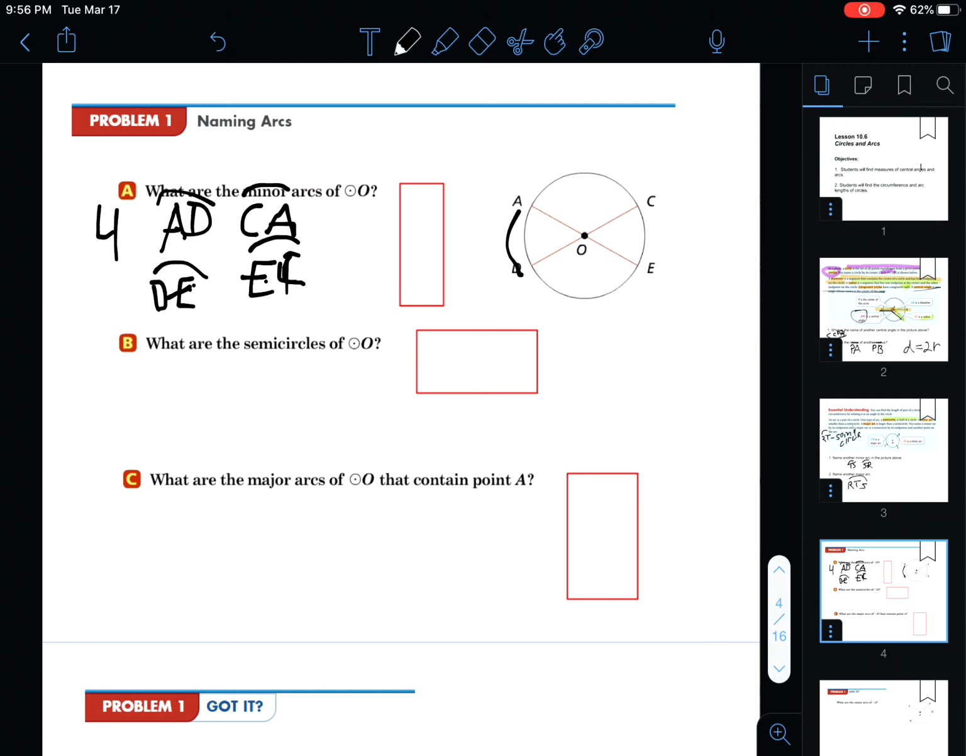What are the semicircles of O? Okay, now if I go to the left of A, I would go clockwise, ACE. That would be arc ACE. Going around this way. All right. And if you went around this way, that would be arc ADE.